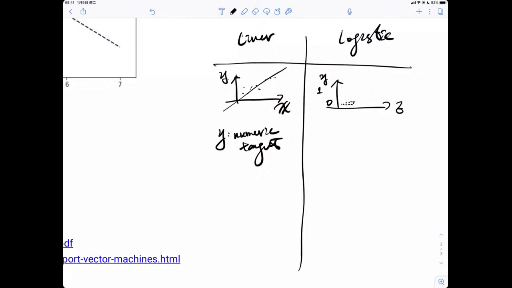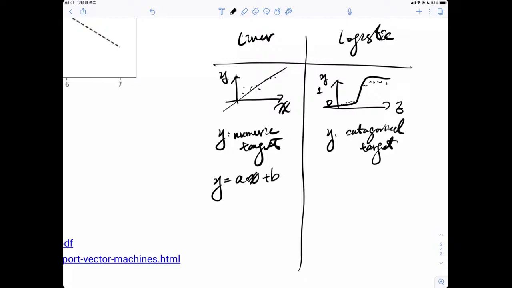We have a binary class. The label is 0 and 1. And the line looks like a Z shape, a reverse Z shape, and y is a categorical target. And for linear regression, y equals ax plus b, of course. Something like that. The shape is different.